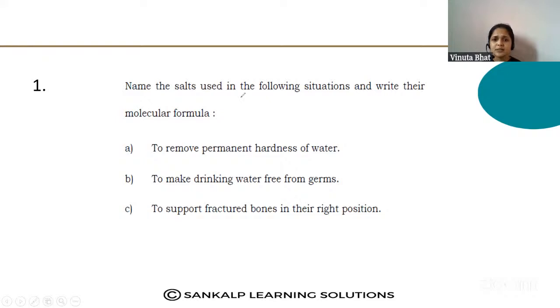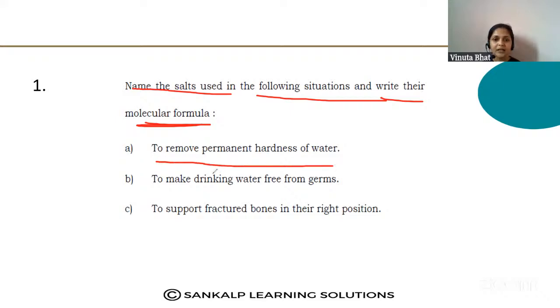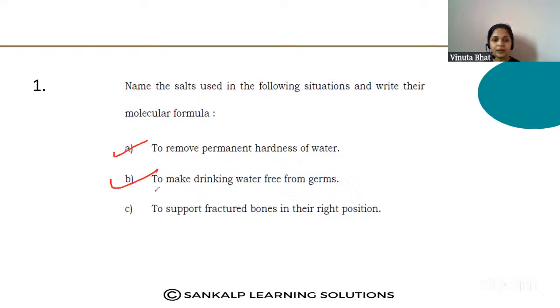Name the salts used in the following situations and write their molecular formula: to remove the permanent hardness of water, to make the drinking water free from germs, and to support fractured bones in the right position. Here, three sub-questions are there: A, B, and C. Each is for 1 mark, so totally it is a 3 mark question.